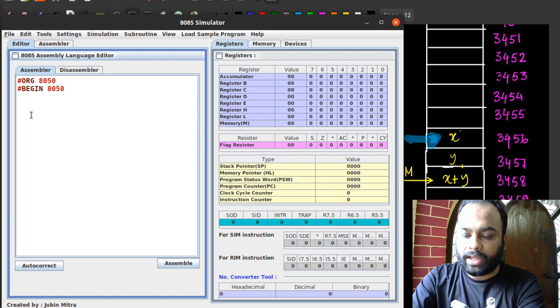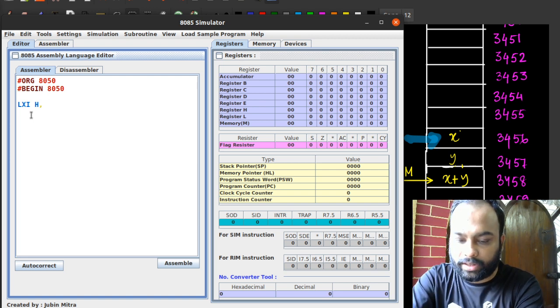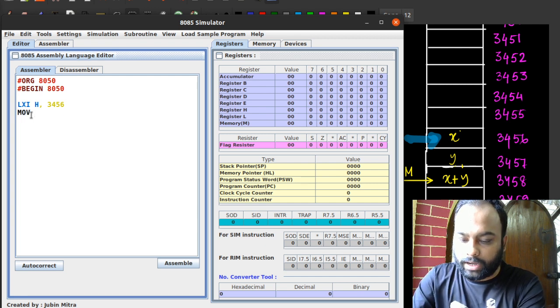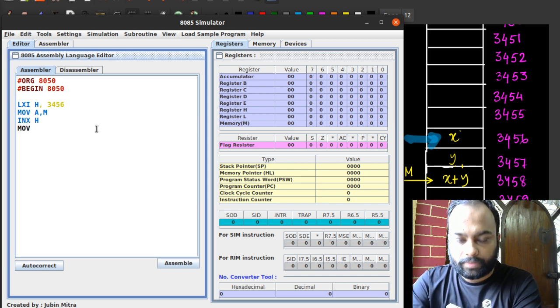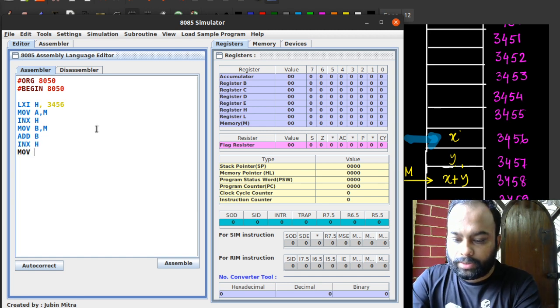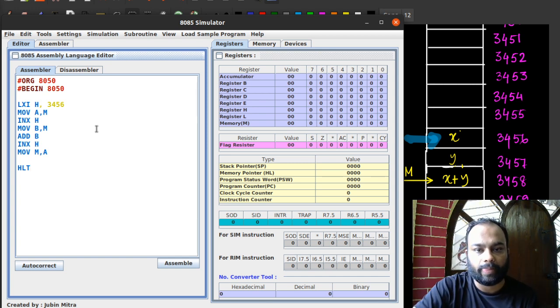So we are doing LXI H comma, what was the memory location? 3456. Then we are doing MOV A comma M, then INX H, then MOV B comma M, ADD B, INX H, MOV M comma A, and of course we end our program with a HLT. That's our program.